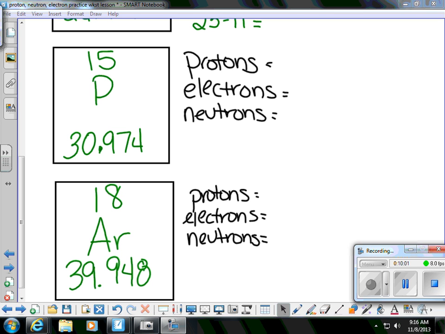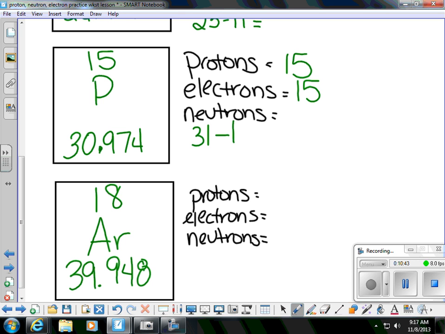All right. What does the P stand for? What's the name of that element? Anybody? Phosphorus. Excellent. So phosphorus has what as an atomic number? 15, so that tells us 15 protons. How many electrons will it have? 15, because protons equal the number of electrons in neutral atoms. And then we have to figure out neutrons. We take the atomic mass, round it to the nearest whole number, which gives us 31, minus 15, the atomic number. That gives us 16 neutrons.